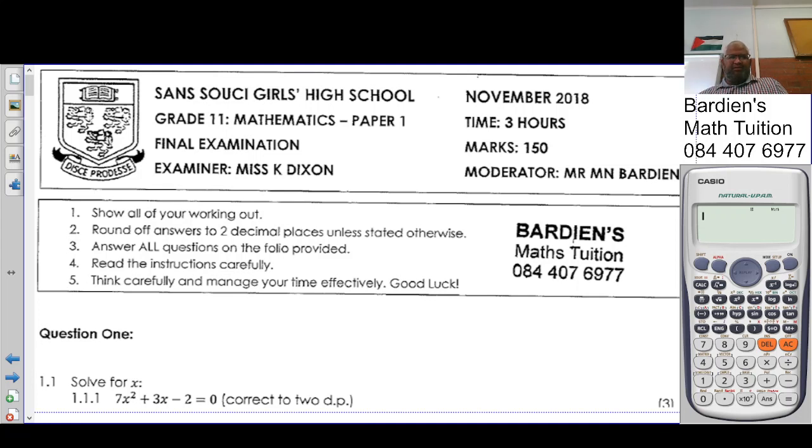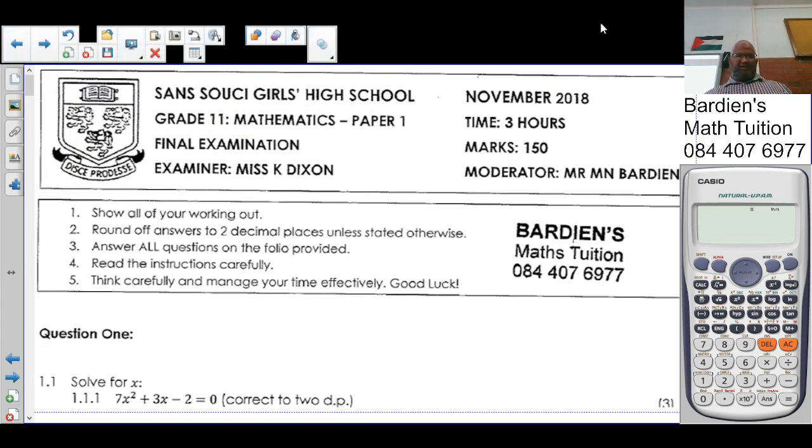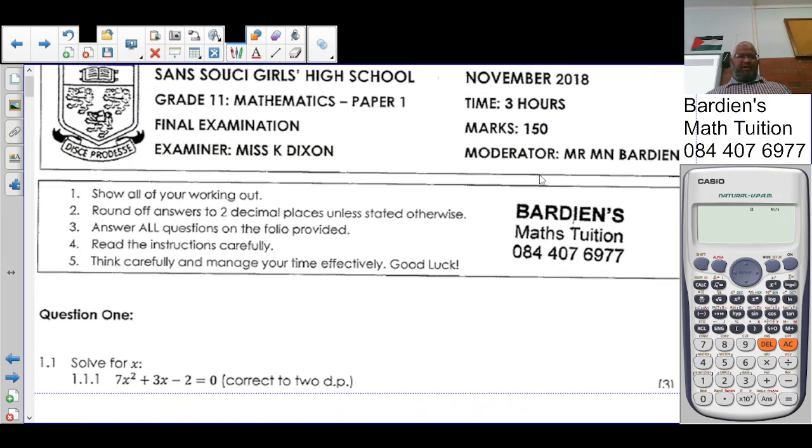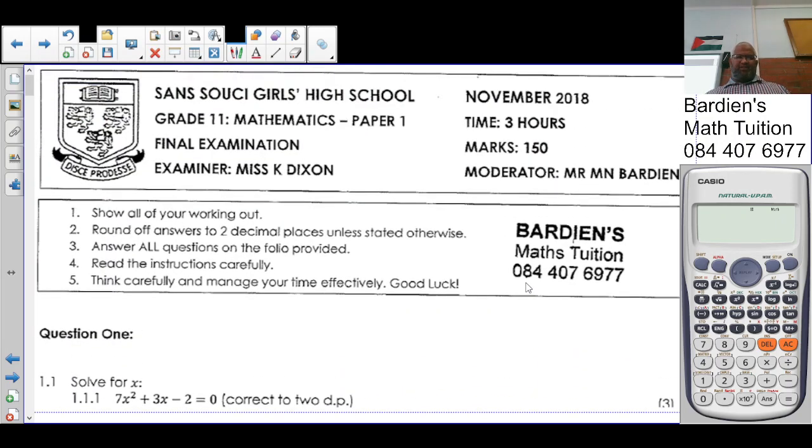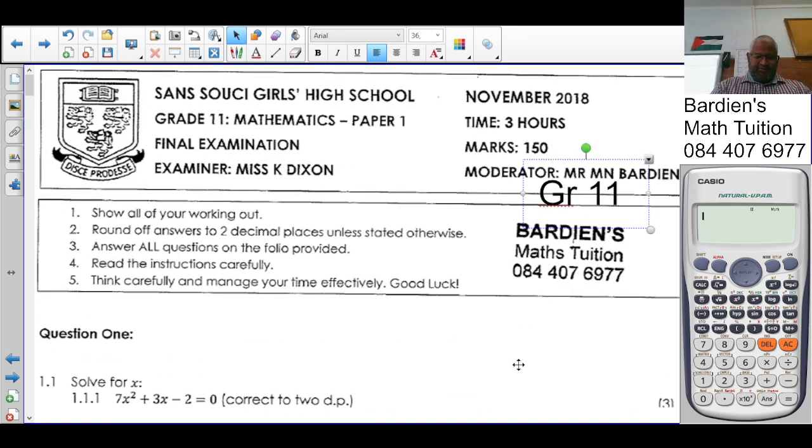Okay, good afternoon, class. So at this point we're looking at the November 2018 paper, correct? Alright, so at this point you guys have answered the first 50 marks, the first 3 questions. So this is grade 11, paper 1, November 2018 from our school. No?